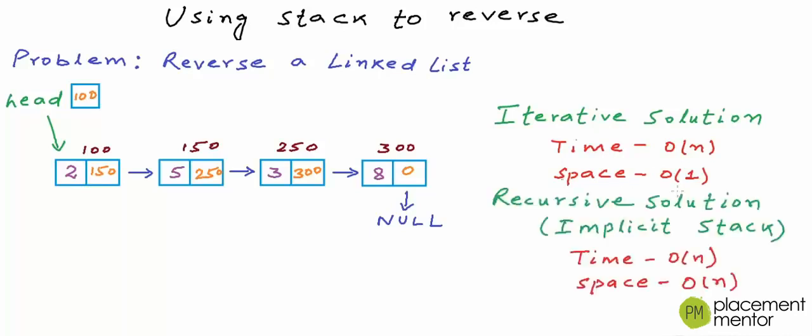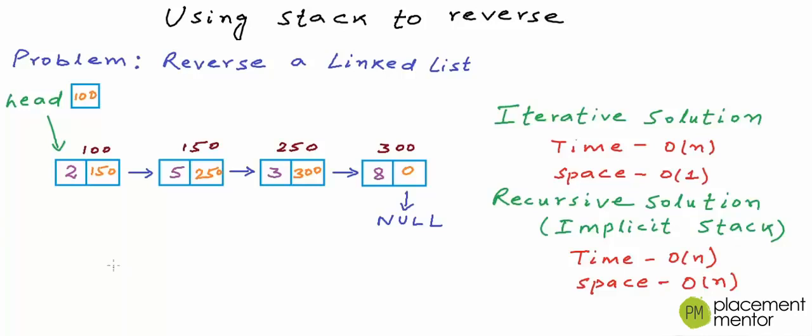In the recursive solution, we do not create a stack explicitly, but recursion uses the stack in the computer's memory that is used to execute function calls. In such a case, we say that we are using an implicit stack. Stack is not being created explicitly, but still we are using an implicit stack. I will come back to this and explain in detail. The time complexity of the recursive solution once again is big O of n, but the space complexity is big O of n this time.